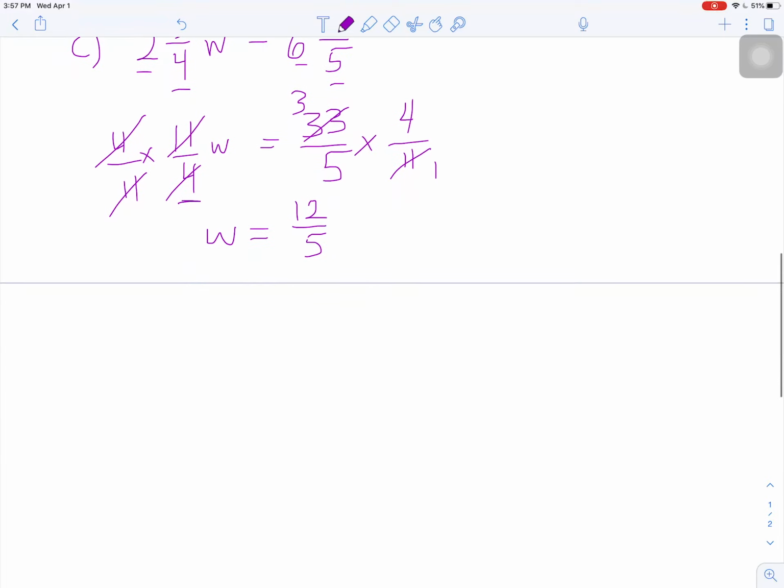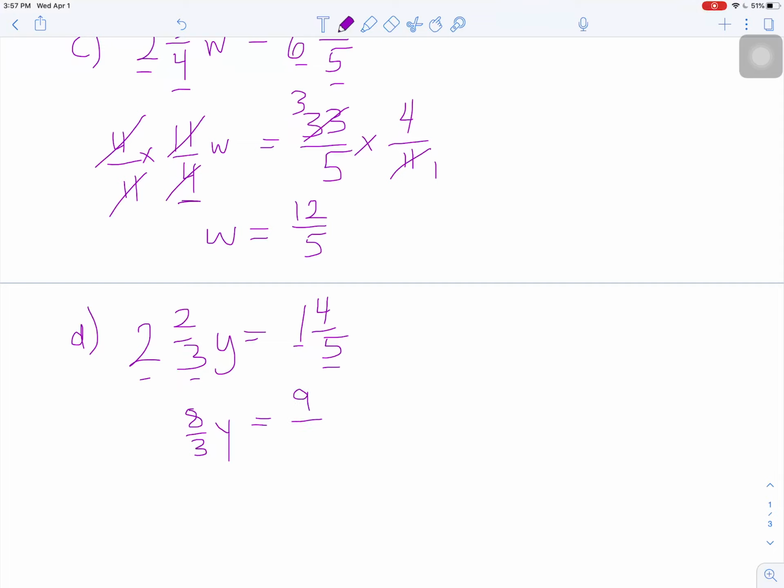Okay, moving on to D. D, you're going to have 2 and 2/3 y equals 1 and 4/5. Let's see if you can do this on your own. Hit pause, try it, and then I'll go through the solution. Solution, 2 times 3 is 6 plus 2 is 8, so we get 8/3 y equals 1 times 5 is 5 plus 4 is 9, we get 9/5.